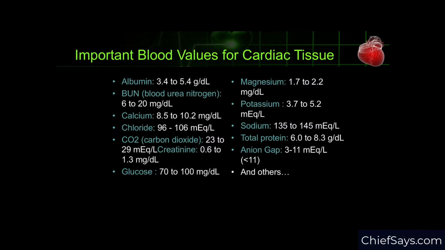Here's a list of some other blood values, including the electrolytes for cardiac tissue. These might be lab values that the ER or the hospital will draw in maintaining and monitoring patients that have potential cardiac complaints.